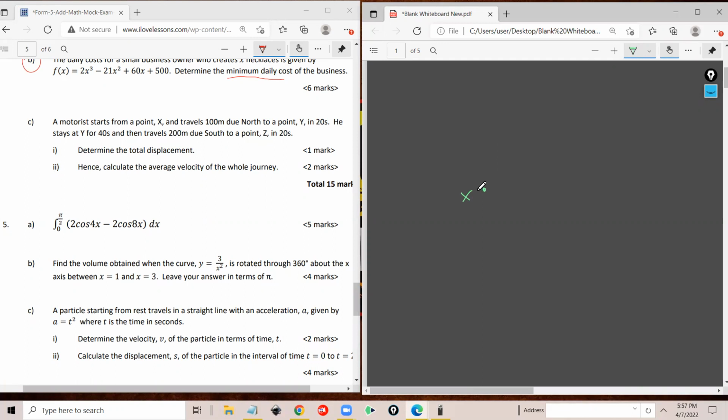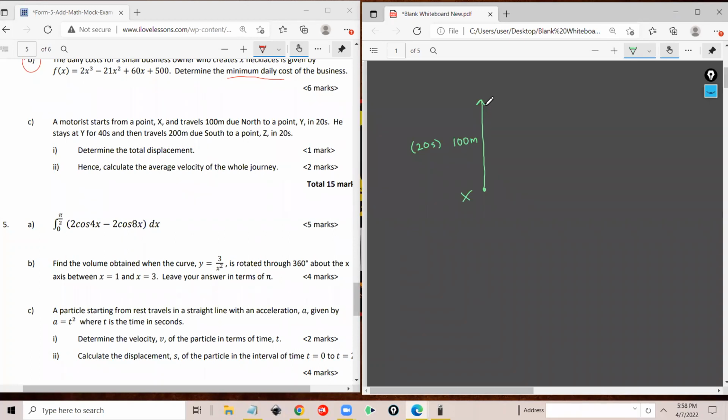So not 10, 100. So he moves 100 this way. That's the green arrow, right? 100 meters. And it takes how many seconds? 20 seconds. So I'll just put the 20 s here. So know that he takes 20 seconds to do that.